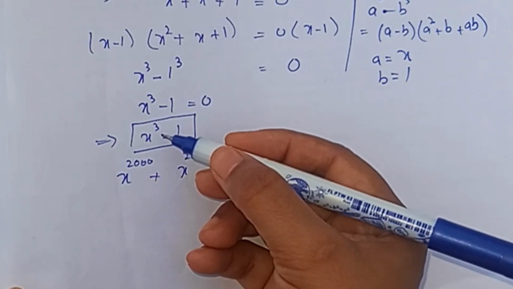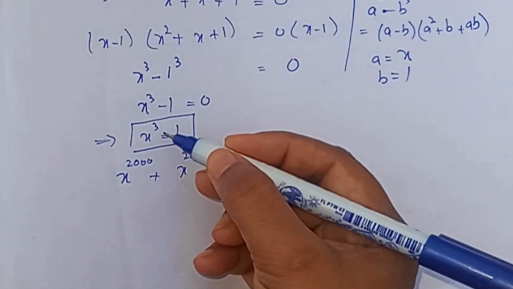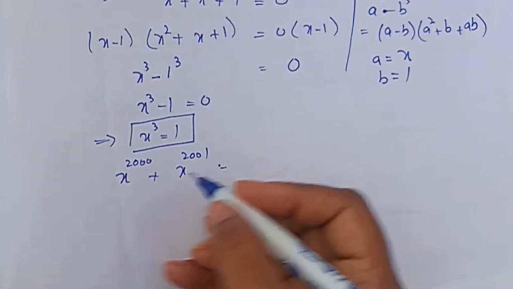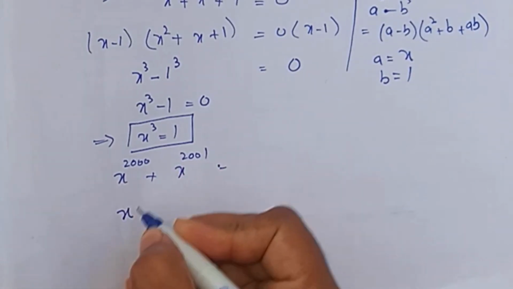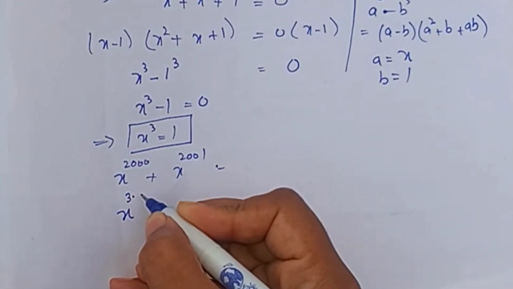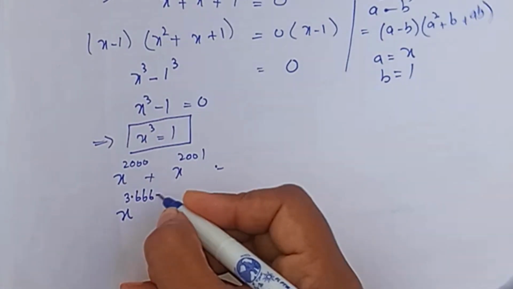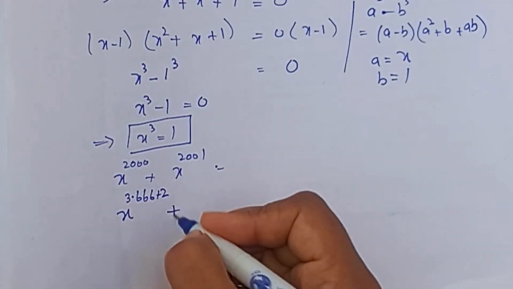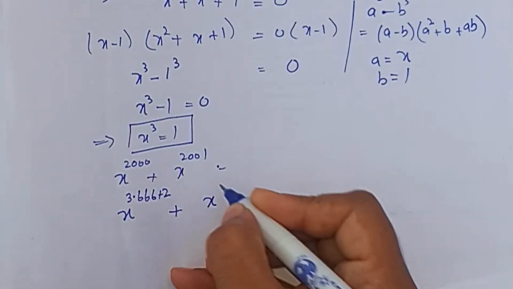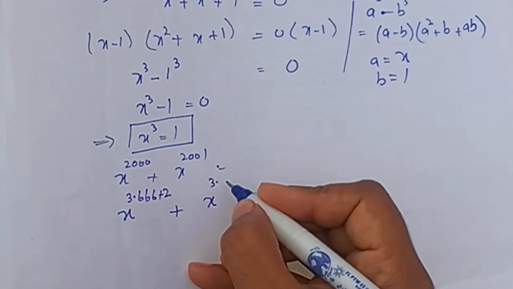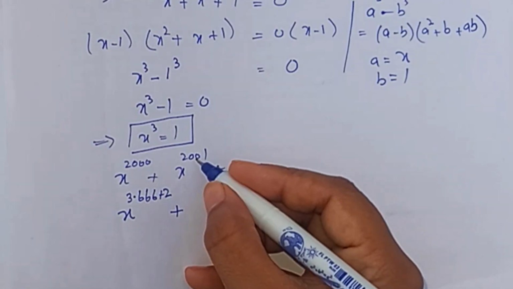So in the next step, we want to split this value in cubic form because we know the value of x cube. So for that, look at this. We write this x raised to the power 2000 as x raised to the power 3 times 666 plus 2, and we write this second term x raised to the power 2001 as x raised to the power 3 times 667. If we multiply this, then we get 2001.